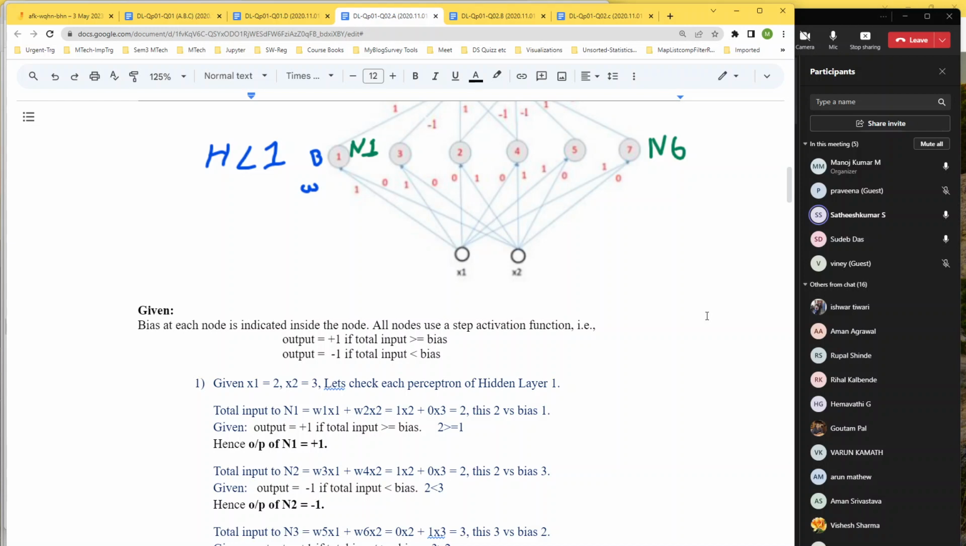Clear, right? X1 to N1, just a single line I'm trying to explain. X1 is to the very first left side node. X1 into 1 is equal to 2. So 2, if you compare it with bias 1, the input is greater than bias, meaning the output is going to be 1. So that's why from the N1 node, the outlet line is 1.